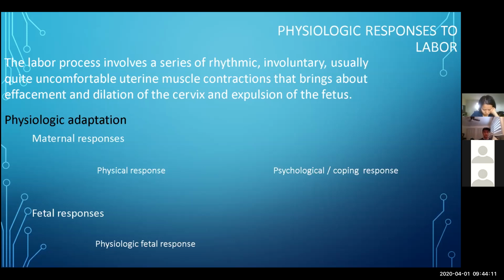The ability to adapt to the stress of labor is influenced by her psychological and physical state. Factors that affect her coping ability include previous birth experience and those outcomes. Current pregnancy experience: was it planned, unplanned? What's her age? Is she a teenager? Maybe she's 45 years old with grown children, and now she's going through this process again. Any risk factors she may have or chronic illnesses, and then her weight gain.